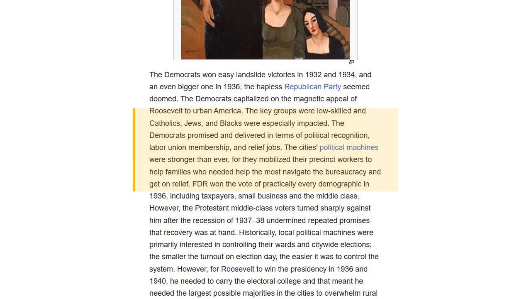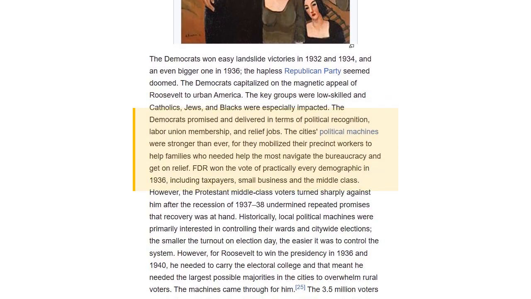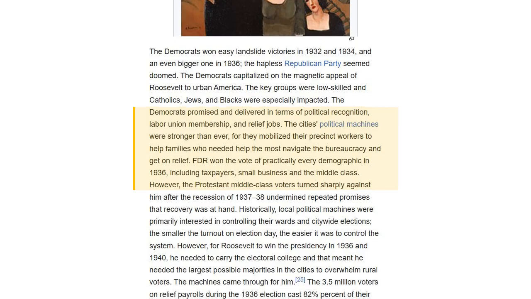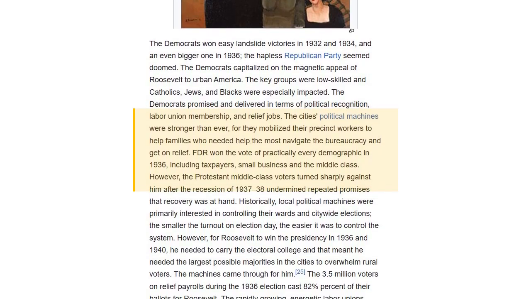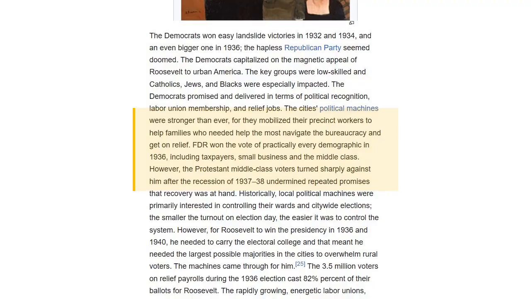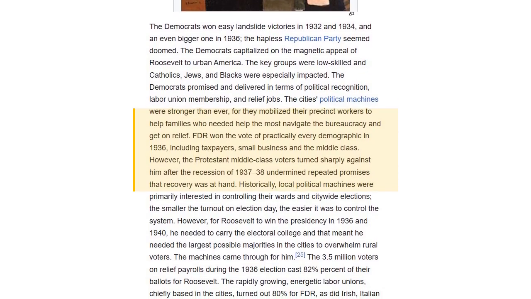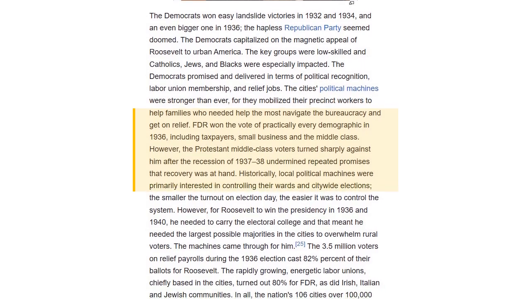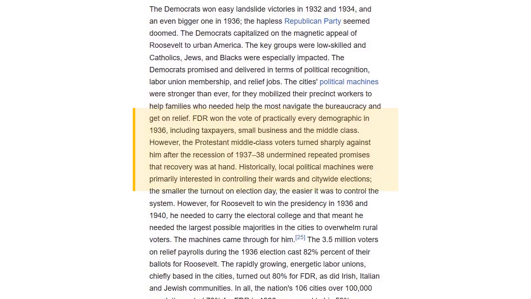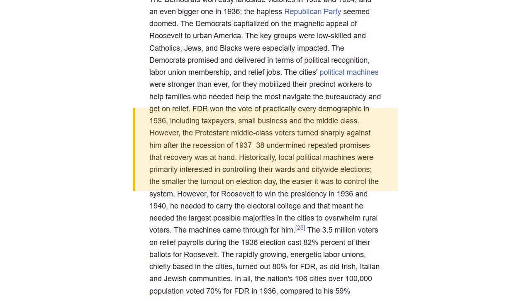The city's political machines were stronger than ever, for they mobilized their precinct workers to help families who needed help the most navigate the bureaucracy and get on relief. FDR won the vote of practically every demographic in 1936, including taxpayers, small business, and the middle class. However, the Protestant middle-class voters turned sharply against him after the recession of 1937-38, which undermined repeated promises that recovery was at hand.